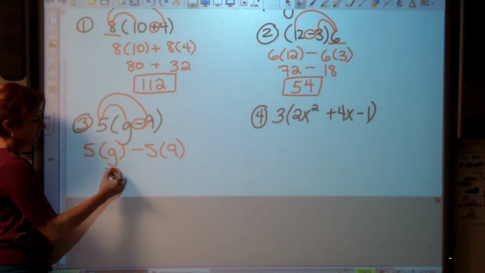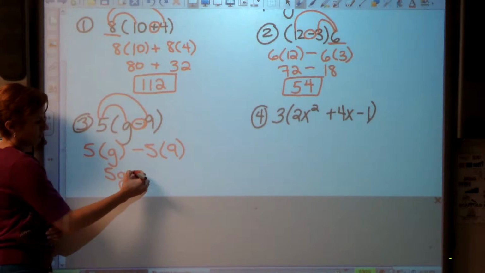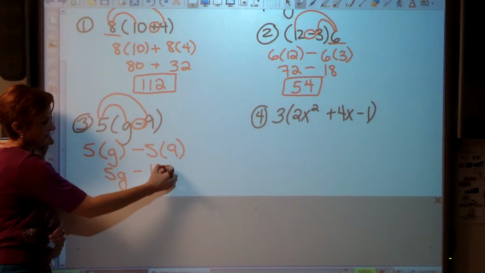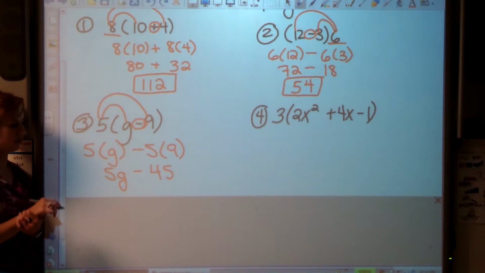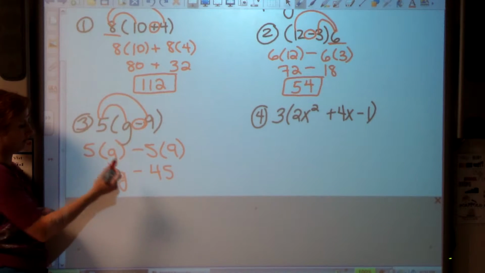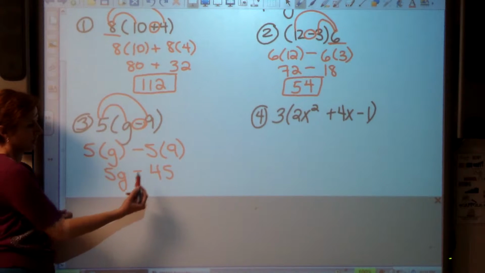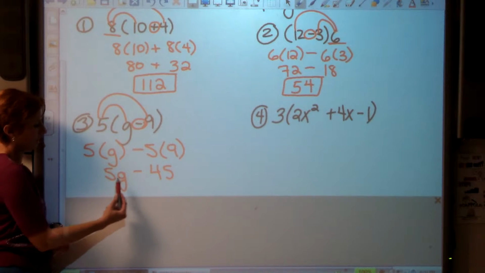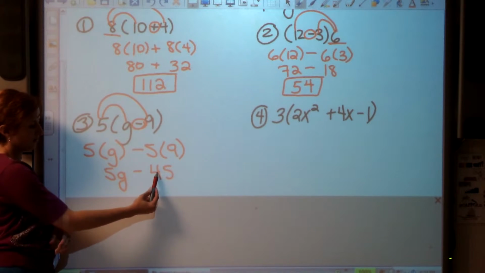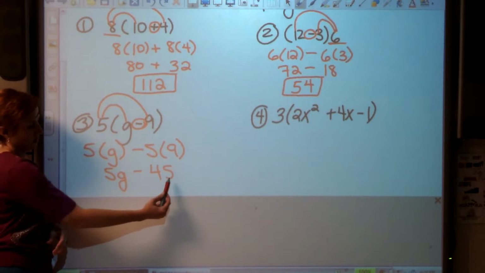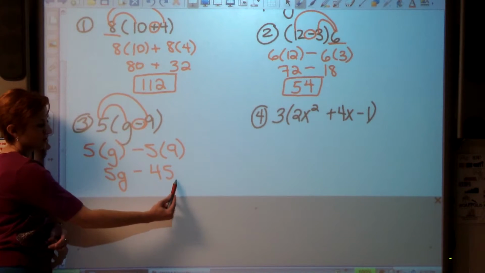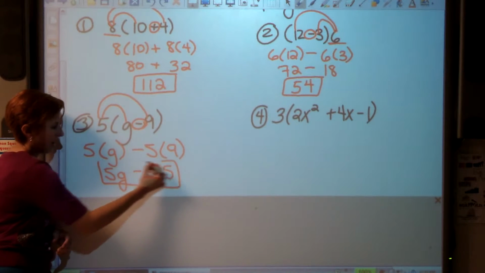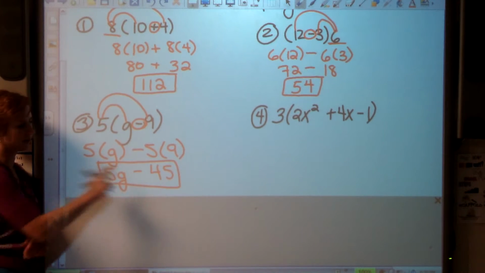Okay, then 5 times g, 5g. Minus 5 times 9 is 45. Now here's where we have to look. We have a term with the variable and a term without one. So I can't add these two together. I can't do 5g minus 45 because they're different. This one has a variable, this one does not. So this is simplest form right here because I have a term with the variable and a term without a variable.